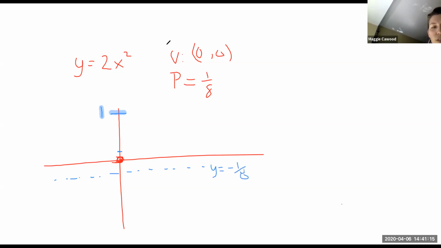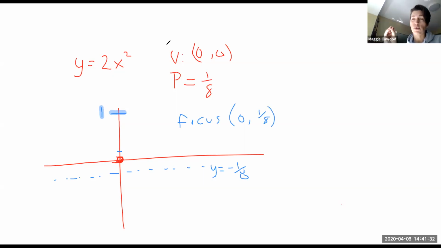And my focus is at 0, positive 1/8. Focus is at 0 in the x and a positive 1/8 in the y. So that's my focus. Now, how I get to my two other points, the endpoints of my latus rectum, we need to go twice p to the right and twice p to the left. So we're going to go 1/8 plus 1/8, which is 2/8, which simplifies to 1/4.